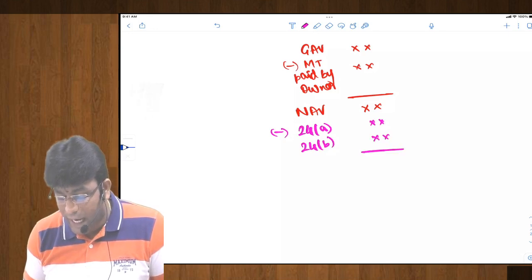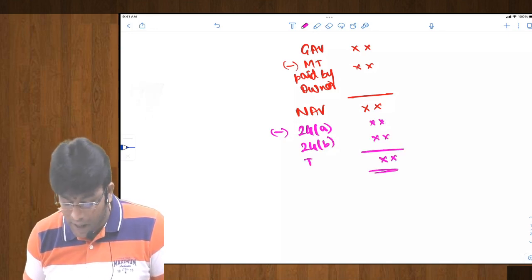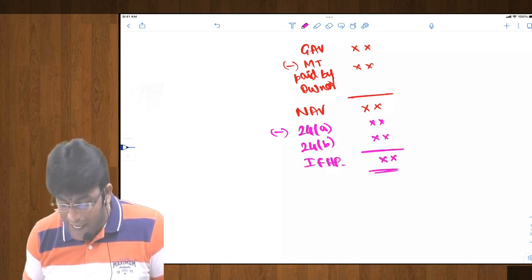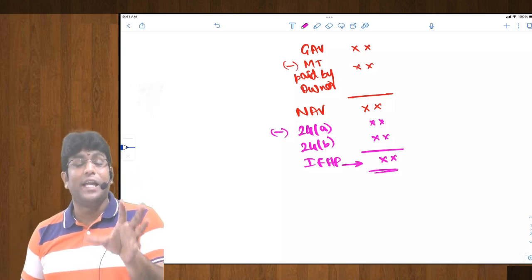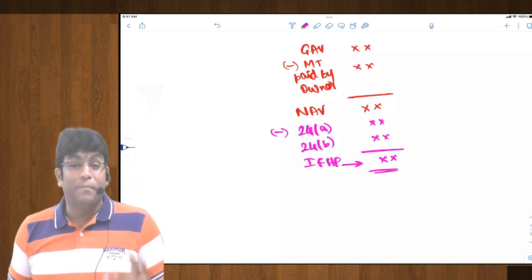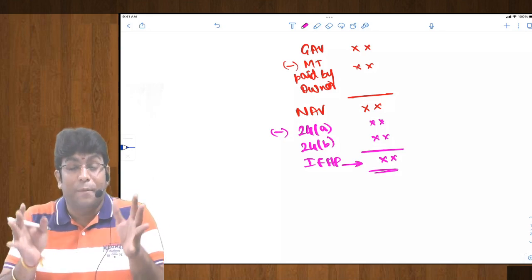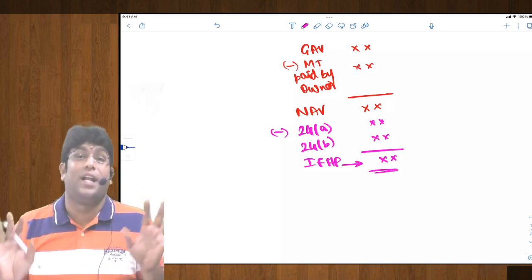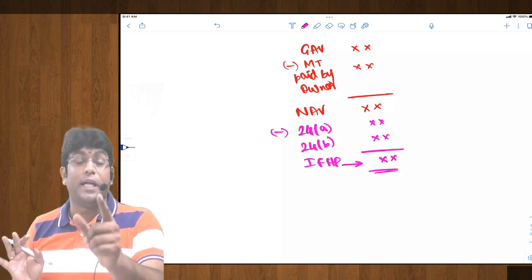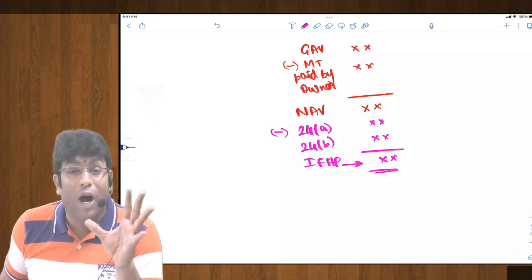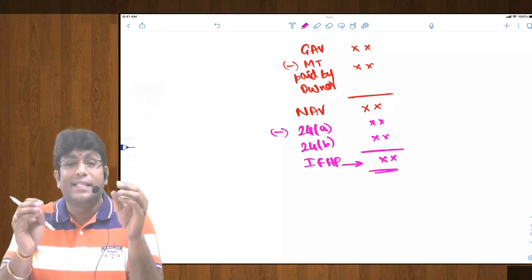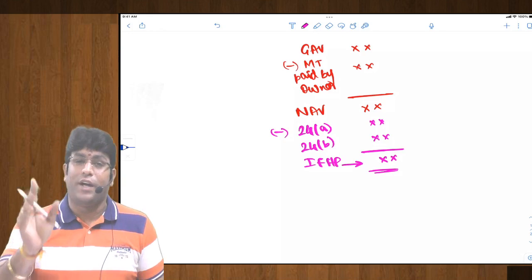What is section 24A? Come on, my dear friends, I already told you this. 24A stands for standard deduction at the rate of 30% of NAV. And remember one thing carefully: your actual expenditure is absolutely irrelevant. You will get a straight 30% standard deduction. Your actual expenditure is completely irrelevant for income tax.